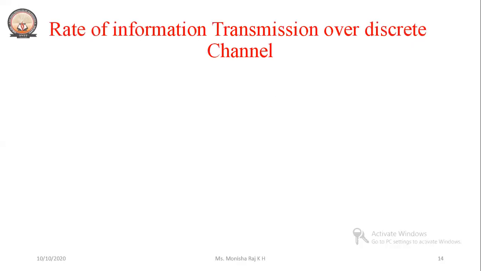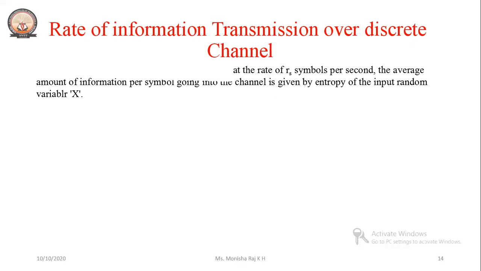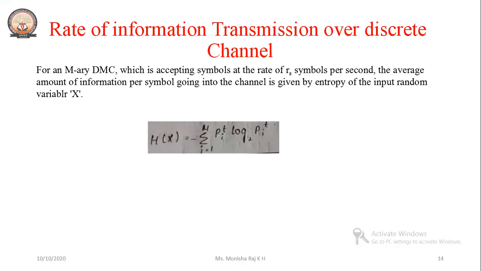Next topic is rate of information transmission over a discrete channel. In the case of an M-ary discrete memoryless channel, accepting symbols at the rate of Rs symbols per second, the average amount of information per symbol going into the channel is given by the entropy of the input random variable X, and that is given as H(X) equal to minus summation i equal to 1 to M, P(xi) into log of P(xi) to the base 2.